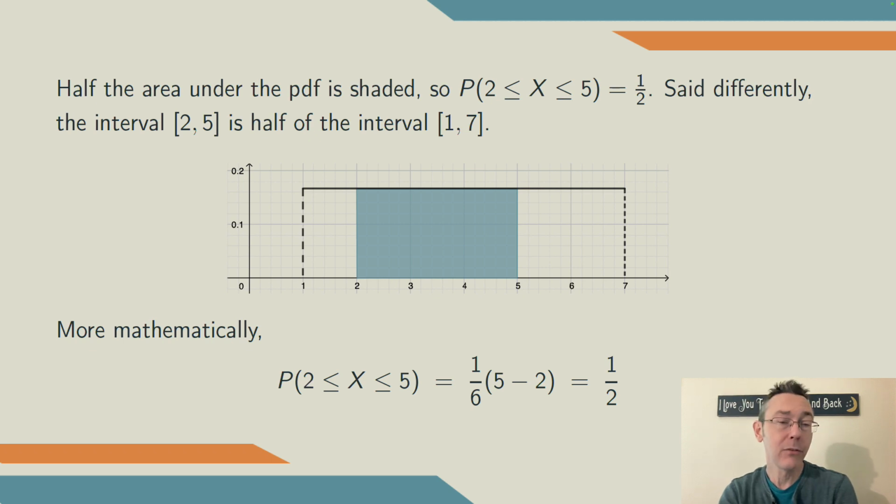To say it a little bit differently, the interval 2, 5 is half of the interval 1, 7. So we can do the probability just by computing the ratio of the interval that's included, because all the probabilities are equal. A bit more mathematically, the probability that X is between 2 and 5 is 1/6, the value of the PDF, times 5 minus 2, the width of the interval that we're looking at. Either way, we get 1/2.